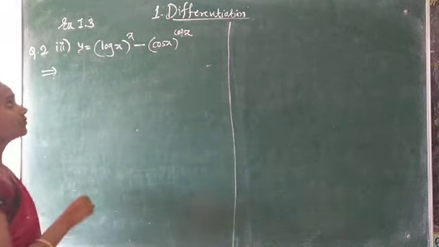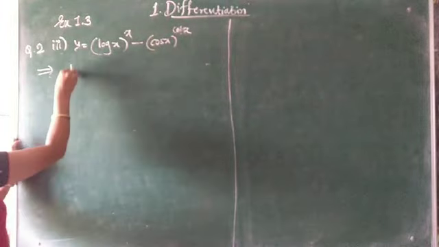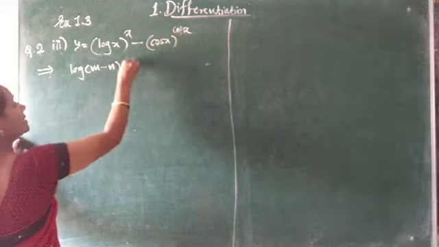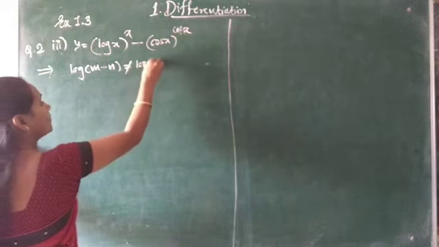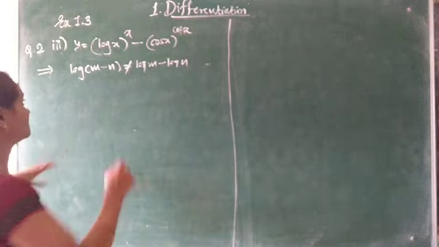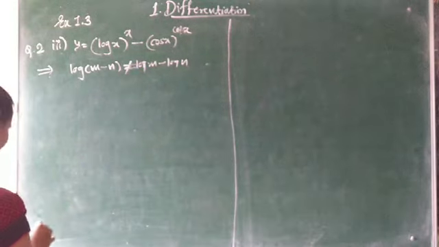Here we cannot apply logarithm directly on both sides because there is no rule for this. That is, log of (m minus n) is not equal to log m minus log n. So here we can't take logarithm.